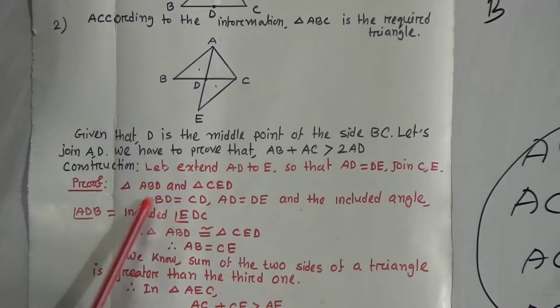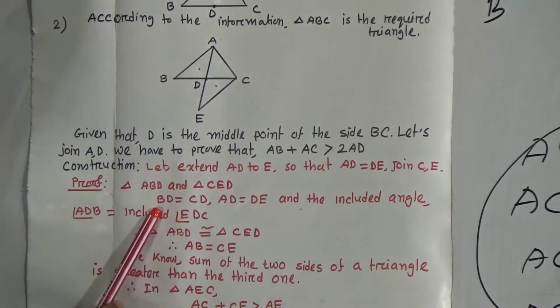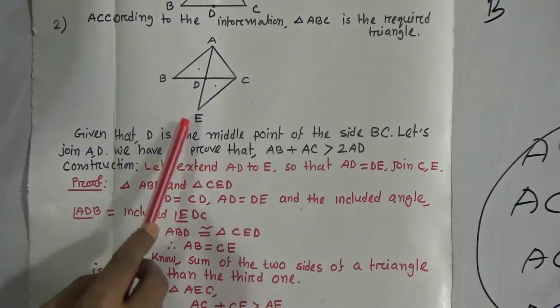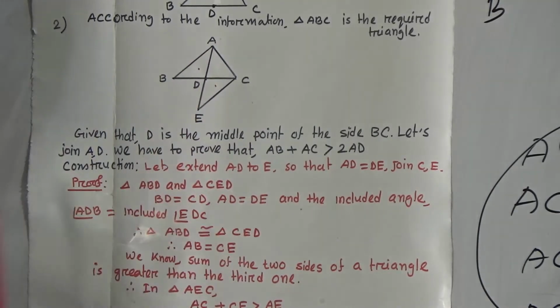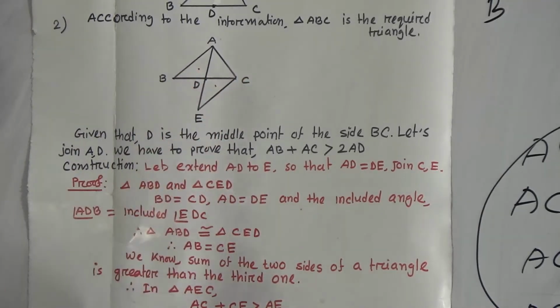Now see in triangles ABD and CED, BD equals what? BD equals CD. AD equals what? AD equals DE, because D is the midpoint. And the included angle ADB and CDE, or EDC, are the same. Okay? Therefore, we can say triangles ABD and CED are congruent. Hence, we can say AB equals CE.